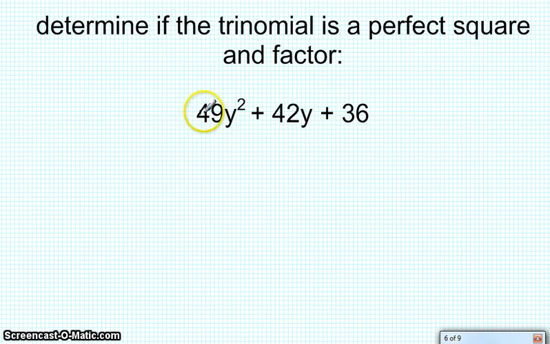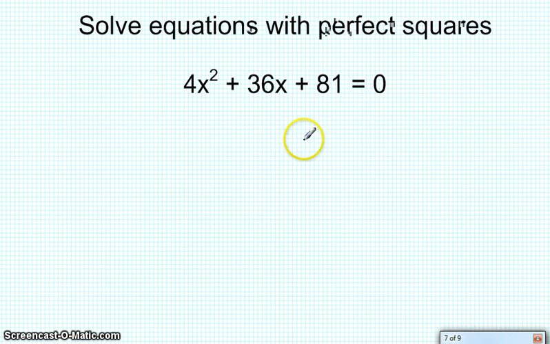Now let's check this one. Well, the square root of 49 is 7. It's actually 7y because the y is there. And the square root of 36 is 6. Now remember, for it to be a perfect square trinomial, I have to be able to do 2 times 7 times 6. Well, 7 times 6 is 42, but then times 2, it comes out to be 84. So this is not the right term for this. It would have to be 84y in there for me to be able to factor it using this method. So we would have to factor this using a different method, which we're not talking about today. So this one is not a perfect square trinomial. So we will save that for another day.